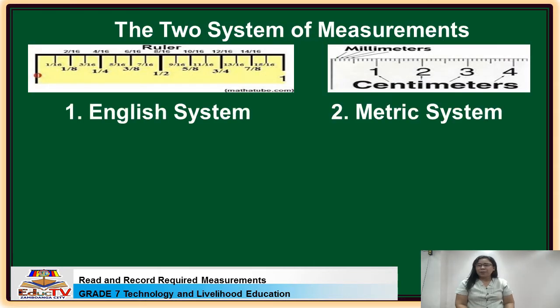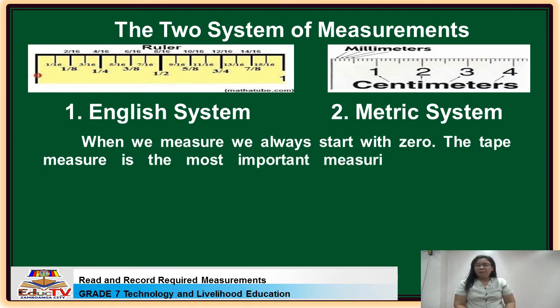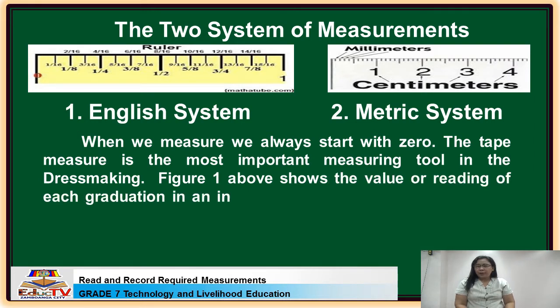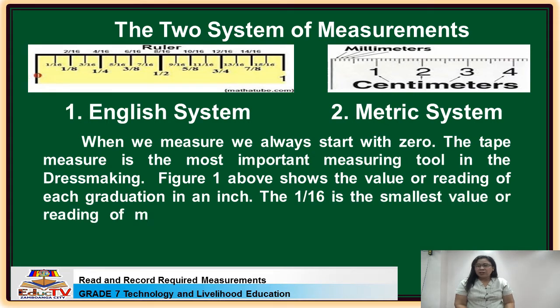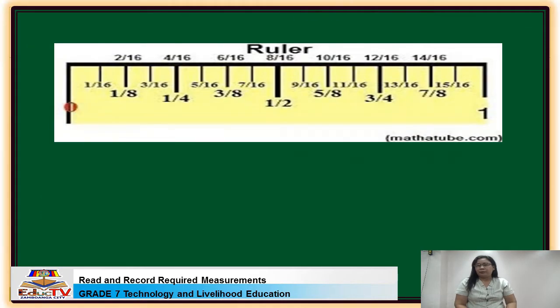There are two systems of measurement. One is the English system and two is the metric system. When we measure, we always start with a zero. The tape measure is the most important measuring tool in dressmaking. Figure 1 above shows the value or reading of each graduation of an inch. The 1/16 is the smallest value or reading of measurements on the tape measure, which is the distance between every line of the tape measure.